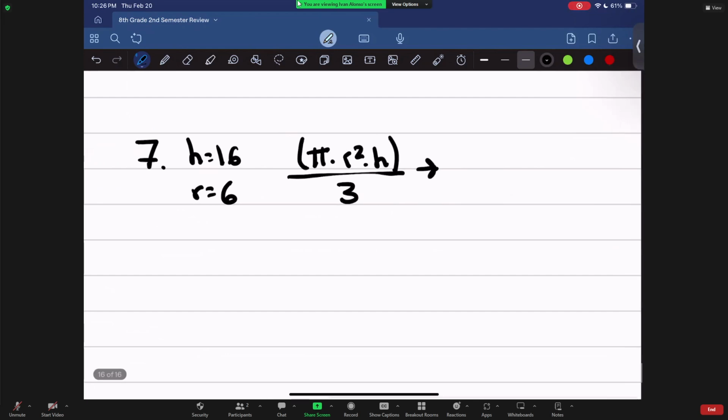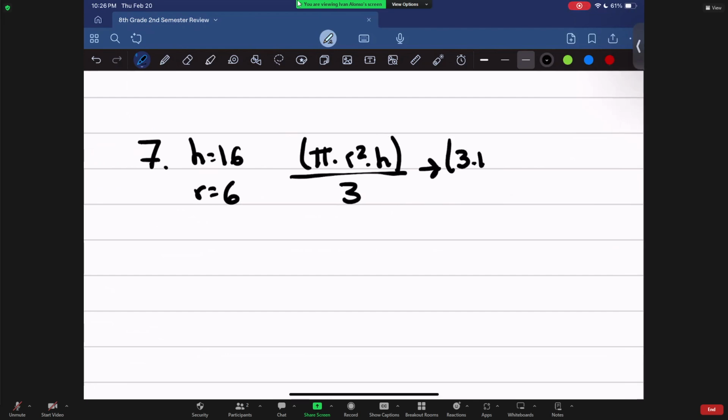This just becomes 3.14 times r squared. Now, you guys should just know 6 squared becomes 36. Okay, I'm just going to write that here. I already wrote it. It's not 36 squared. It was 6 squared, that gives us 36. Times the height, that's 16. This is going to be a massive number. And we're going to divide this all over 3.